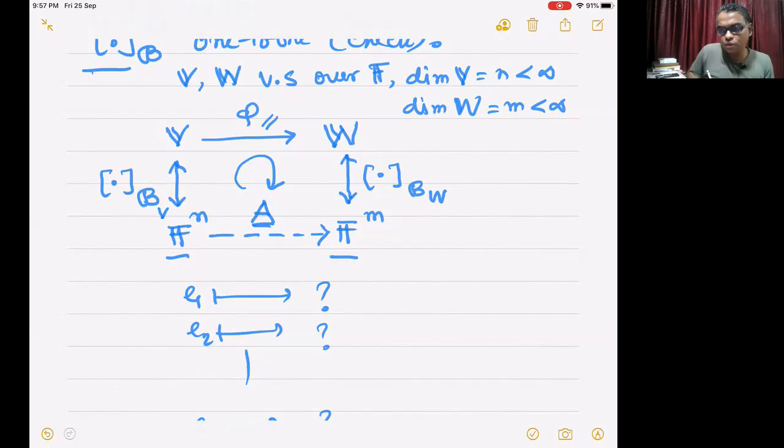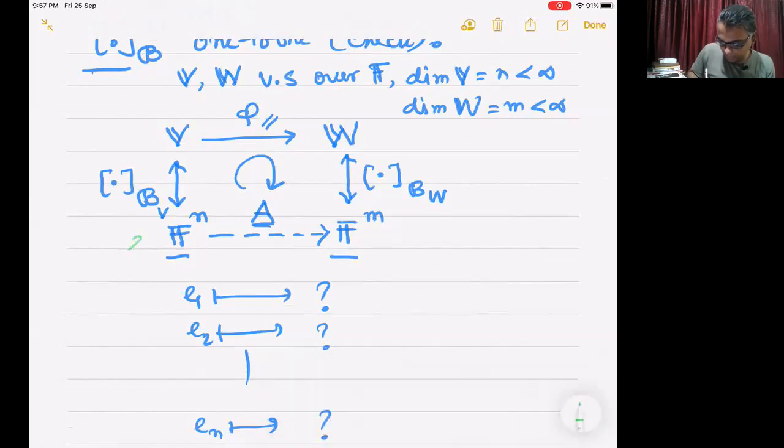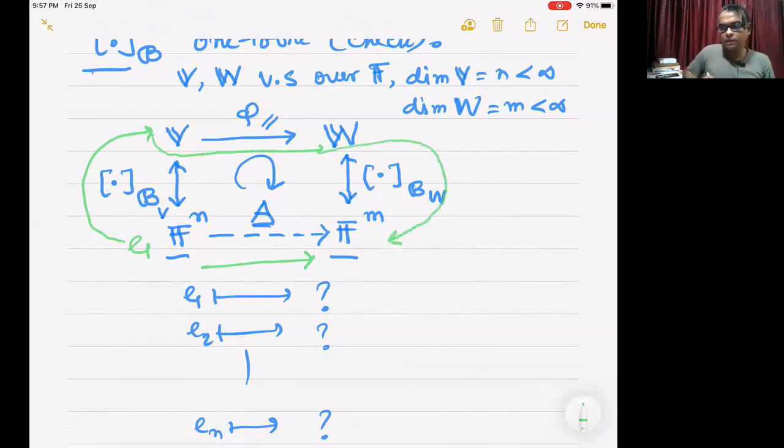When A acts on E1, that action must be the same as: take E1 from here. The action of A on E1, that is the first column of A, must be the same as E1 gets identified here, gets mapped by this phi. Whatever vector I get, that must get identified with this guy. So this must be AE1. You're getting my point, no?